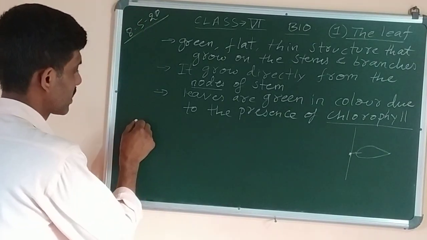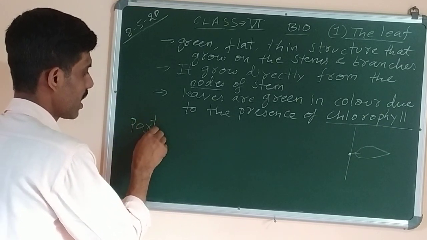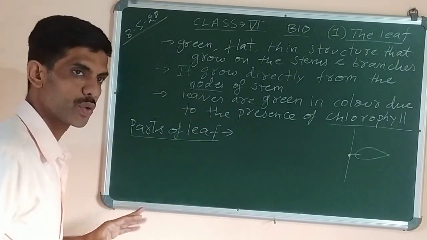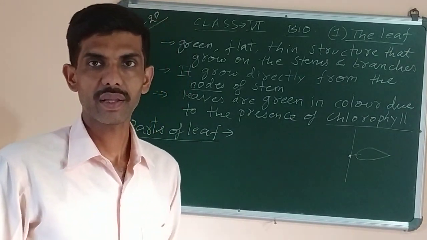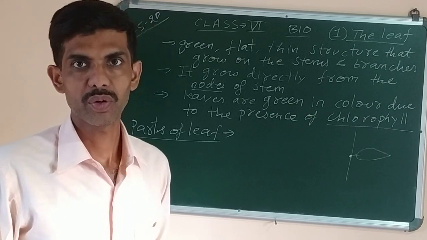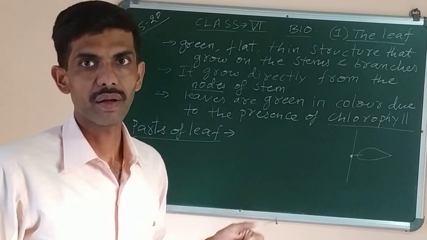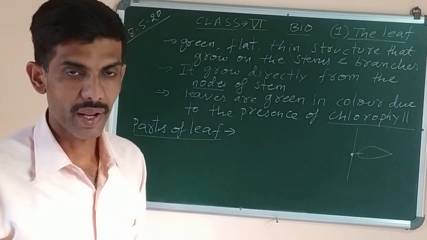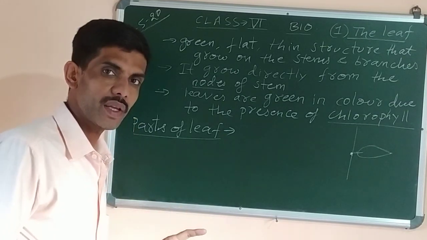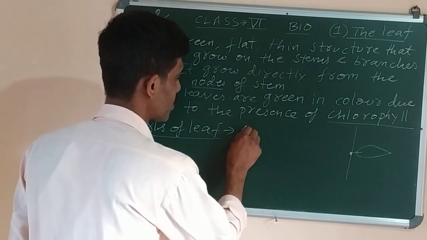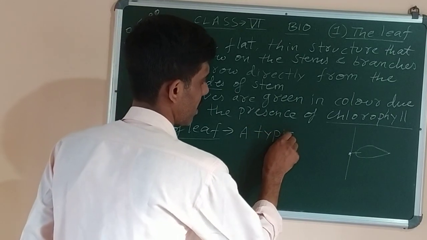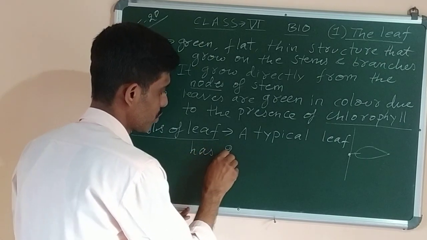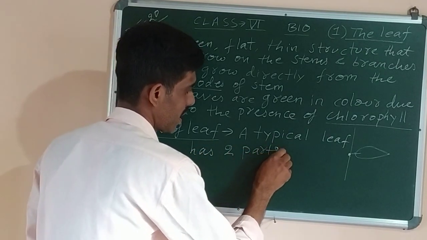Okay, now let's study next the parts of a leaf. What are the different parts of a leaf? A leaf has broadly two main parts. Okay, what are they? Number one is petiole. Number two, it is known as the lamina. The other name of that lamina, it is called leaf blade. So next is a typical leaf consists of how many parts? Two parts. A typical leaf has two parts. What are these two parts?